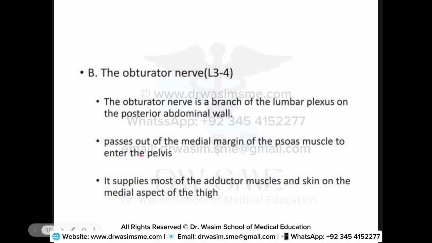Now it is concerned with the medial aspect of the psoas muscle upon entering the pelvis. And as we know, the most medial compartment in the thigh is the adductor compartment, and the obturator nerve is going to supply all those adductors, whereas it is also going to supply the skin of the medial aspect of the thigh. So you need to remember the root values, and you need to know which area is going to be the sensory supply and which are the muscles which each nerve is going to supply. So these are the frequently tested areas regarding nerves.